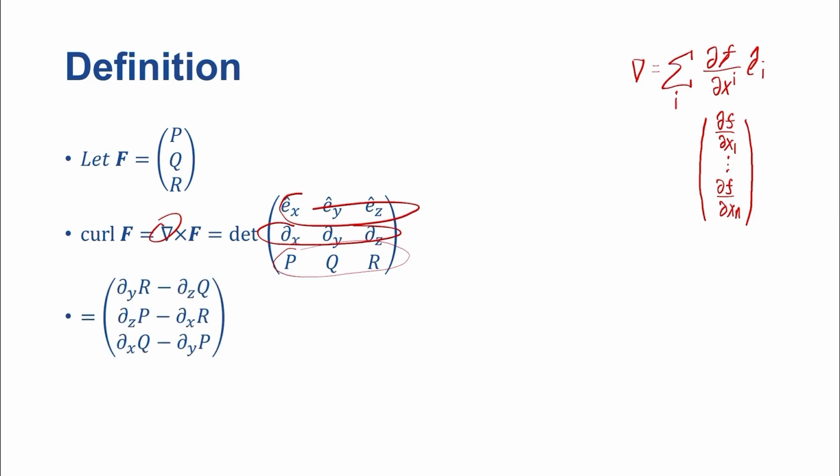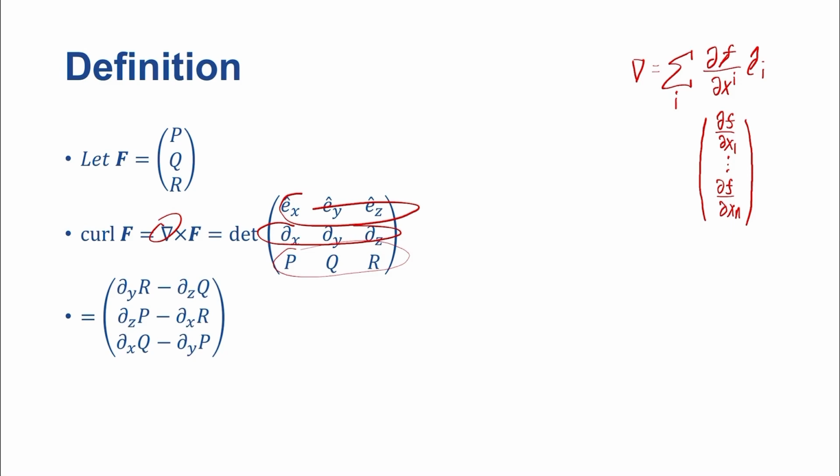So what we can derive from this is we get a vector which is the derivative of r with respect to y minus the derivative of q with respect to z. The next component, derivative of p with respect to z minus the derivative of r with respect to x. And then the derivative of q with respect to x minus the derivative of p with respect to y. So that is our curl. That is how we define it.